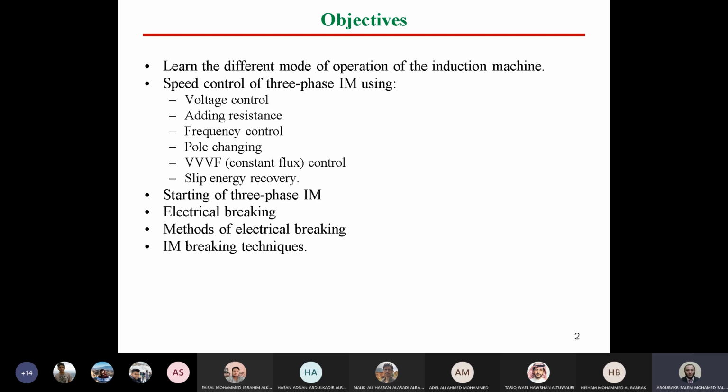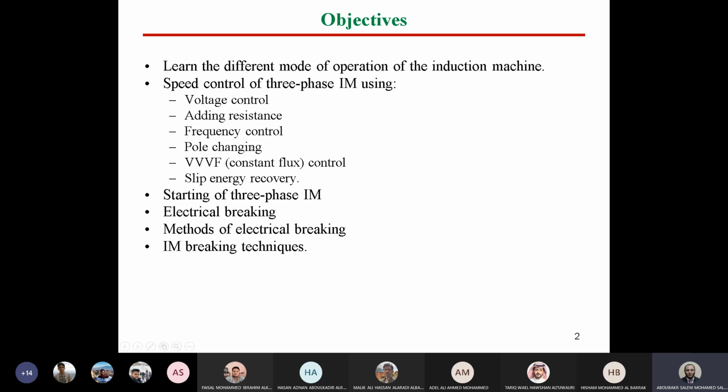Does the machine work in any other mode? This is what we are going to discuss. Then we will cover the speed control of three-phase induction motor using many techniques: voltage control, adding resistance, frequency control, pole changing, variable voltage, variable frequency, or constant flux, slip energy recovery, and how we can implement any speed control of these types, and we will solve some problems to recognize how we can make speed control for induction.